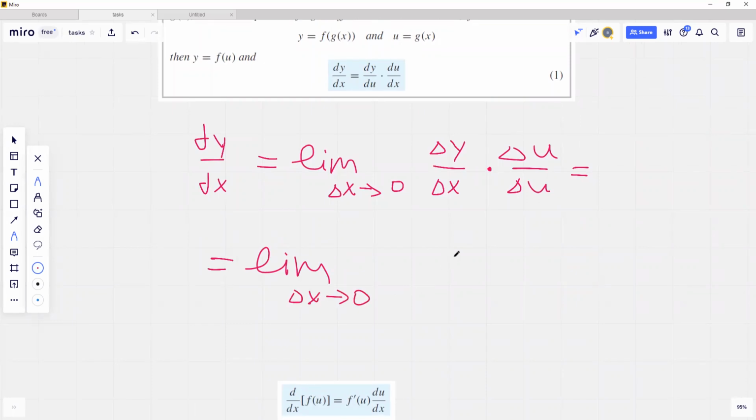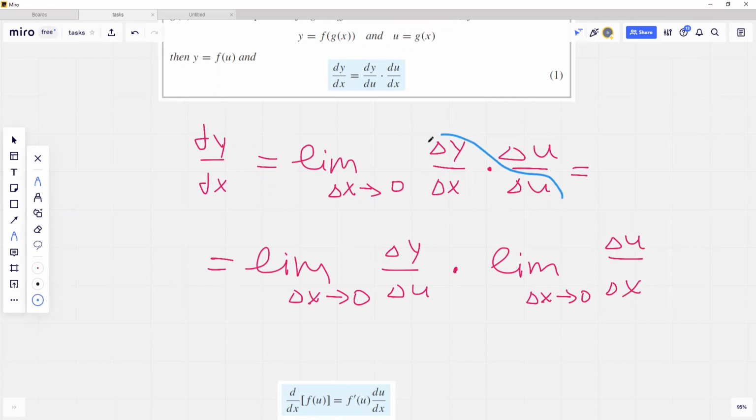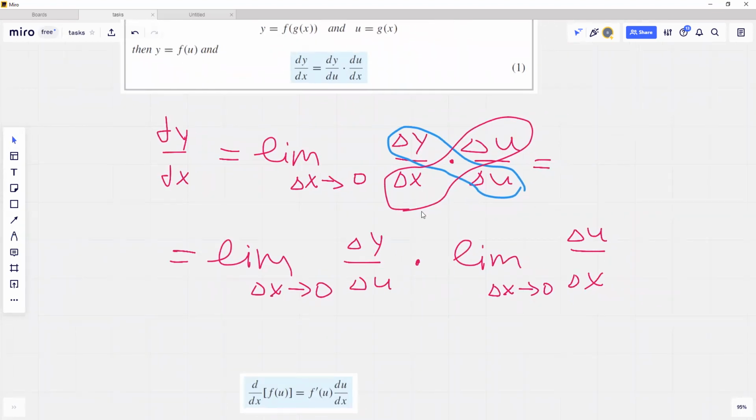So we are going to split the limit of the product of the following two fractions into a product of limits in the following way. So this is the limit when delta x is approaching 0 of delta y over delta u multiplied by the limit when delta x is approaching 0 of delta u over delta x. So we did it in the following manner. We grouped those two terms together, and we merged those two terms into the following fraction.